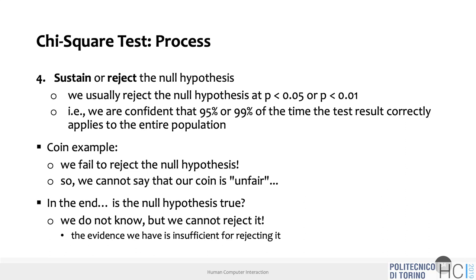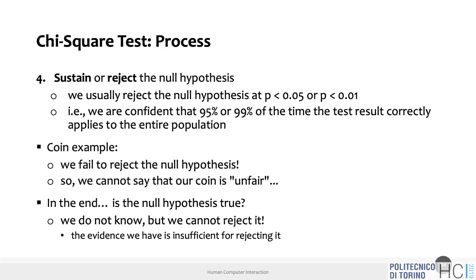Notice that, as is written here, we can say that we failed to reject the null hypothesis, but we cannot say that we accept the null hypothesis. So the answer to the question, is our coin fair, unfair, or a normal coin, is we don't know. We have no idea with this experiment.